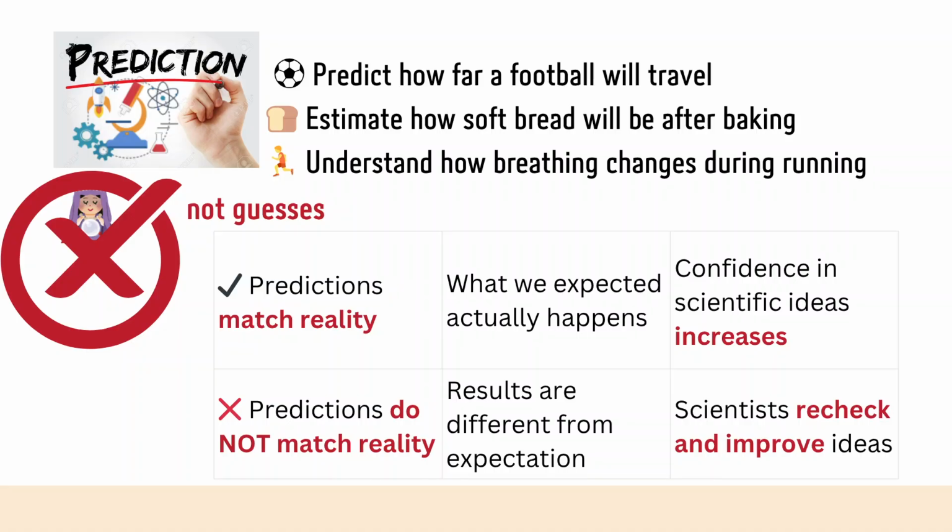When predictions match observations, confidence in science grows stronger, and when they do not, scientists re-examine their ideas, measurements, and assumptions. This is the true strength of science. It learns, improves, and corrects itself based on evidence. Predictions also estimate how soft bread will be after baking.